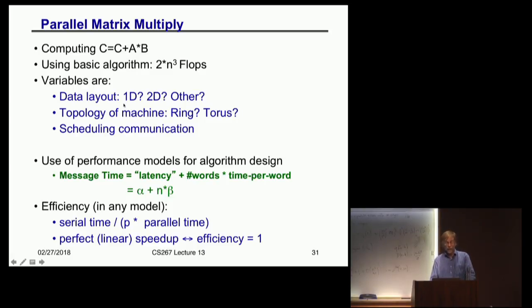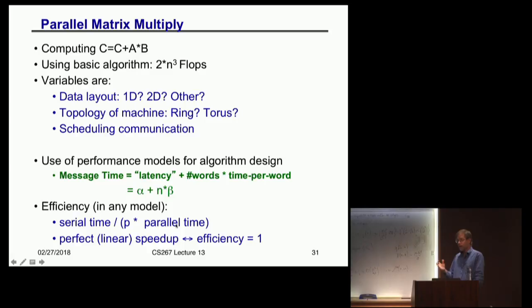And then, given these decisions, we have to figure out how to schedule the communication from one processor to another. Just to remind you, here's my model. The time to send a message is the latency plus the size of the message times the reciprocal bandwidth. And I'm going to measure an algorithm's efficiency as follows. I'm going to take the serial time, which is just 2n cubed, and divide it by p times the parallel time.